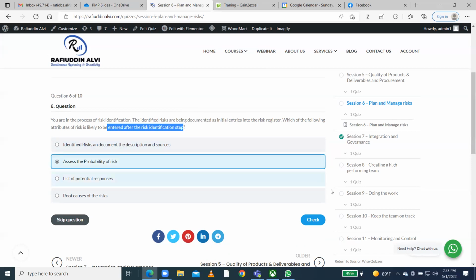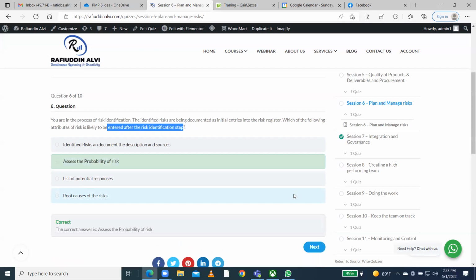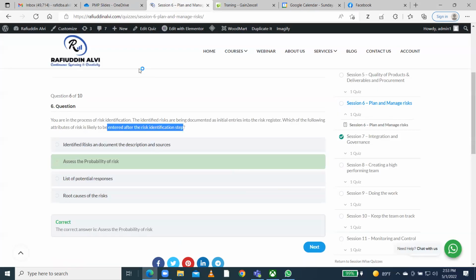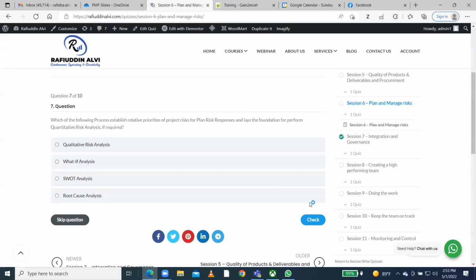Okay, so you have to assess the probability. You have to revise the slides multiple times. All the course material is there, right? You revise it multiple times, then you come to the session-wise quizzes. Then I think you can answer correctly.